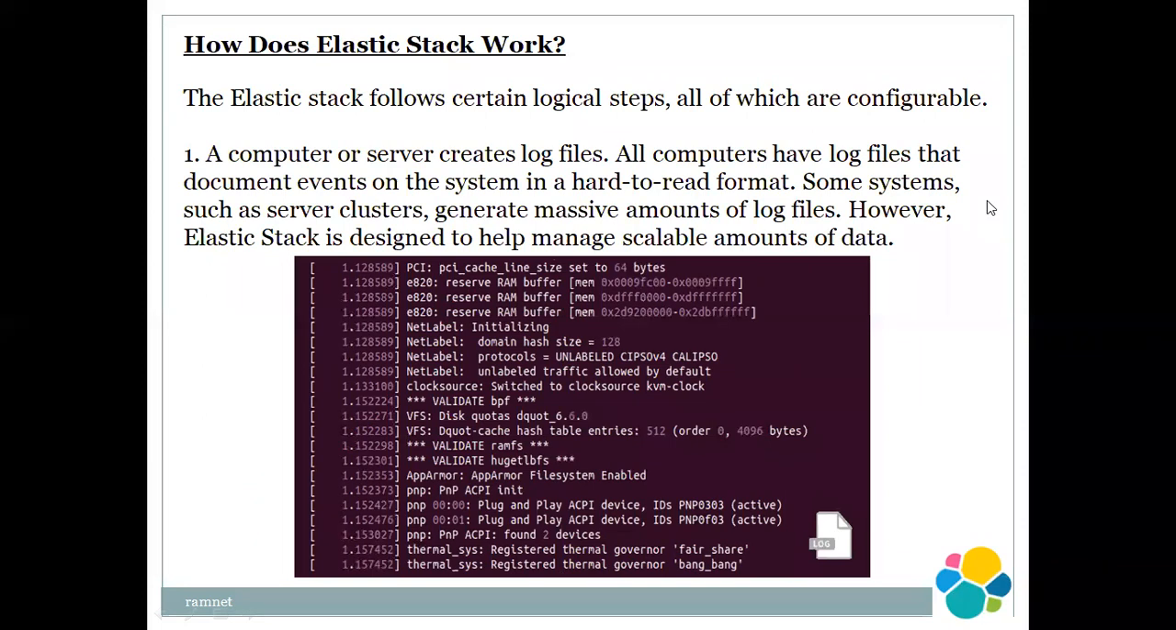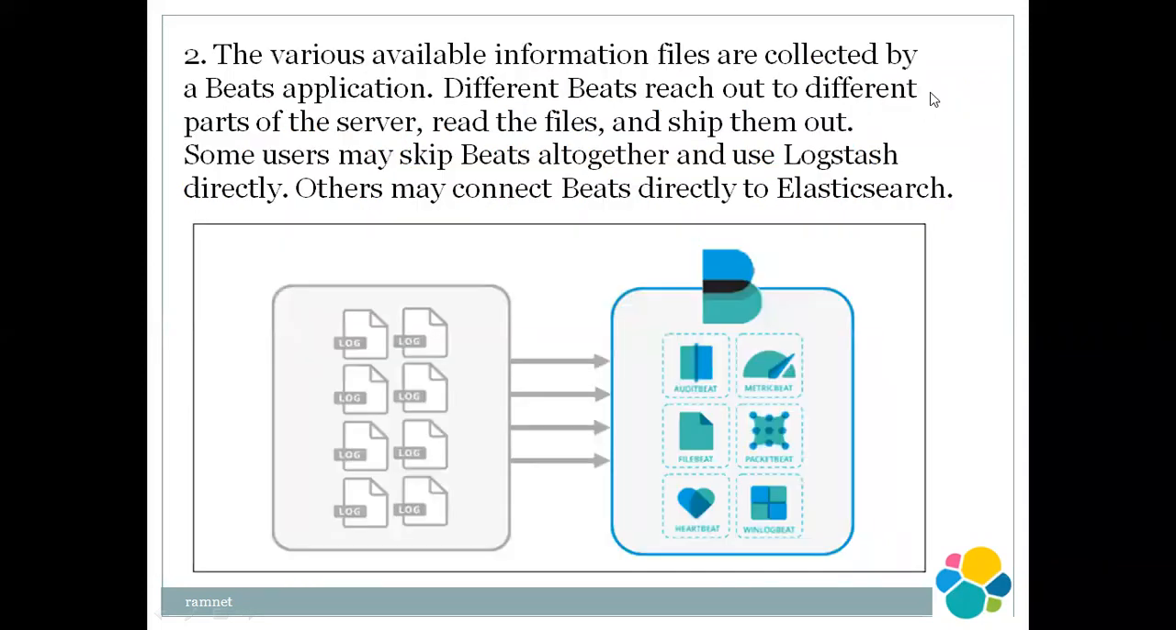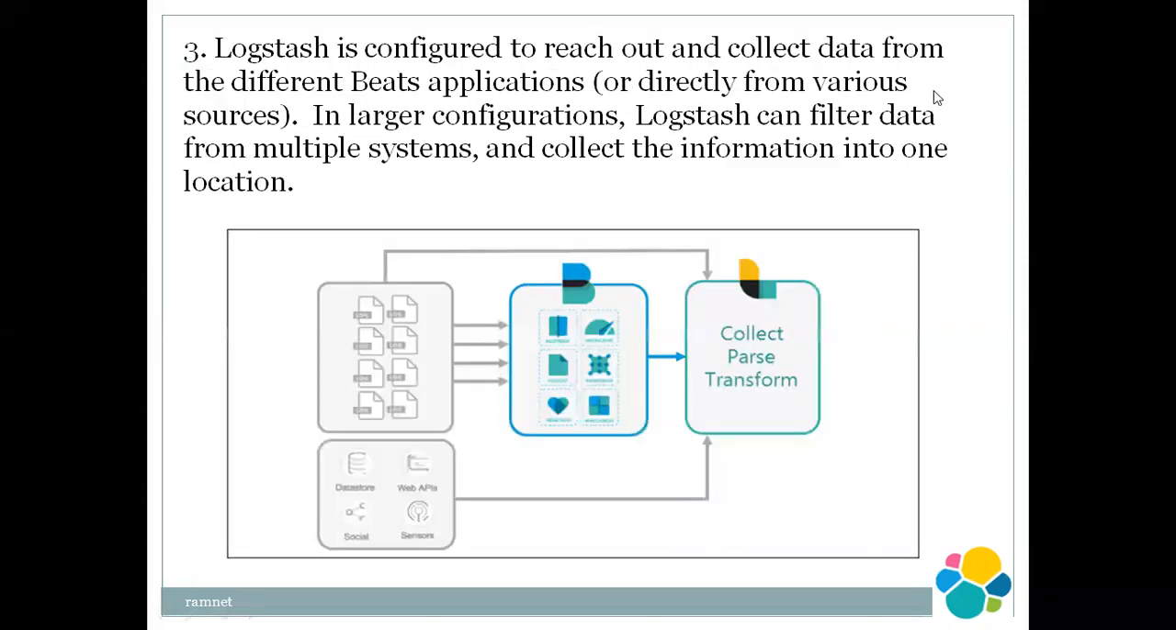Okay, the next one. The various available information files are collected by the Beats application. Different Beats reach out to different parts of the server, read the files and ship them on. Some users may skip Beats altogether and use Logstash directly. Others may connect Beats directly to Elasticsearch. You can use it according to the information you're looking for. Beats we can use or Logstash we can use. Both do the same work. So this is how the logs are coming up and Beats is collecting all these things with different information.